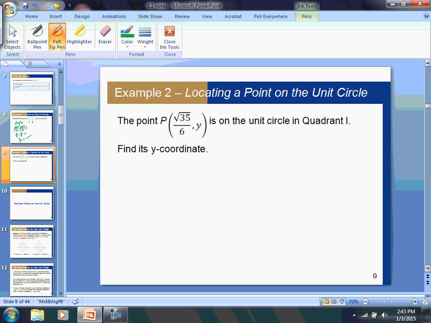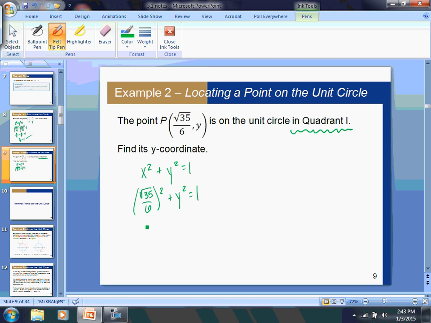Example 2, we're still going to use that same equation, except now they want us to find the y value. They said that the point, square root of 35 over 6, y, is on the unit circle in quadrant 1. Now that information is going to come in handy once we actually find the value for y. So find the y coordinate. They've told me that that point is on my unit circle. So then I'm going to substitute in my x value, square root of 35 over 6. I'm trying to find the y value.